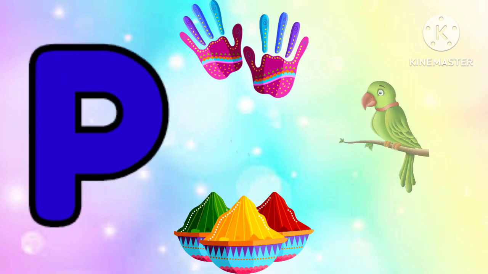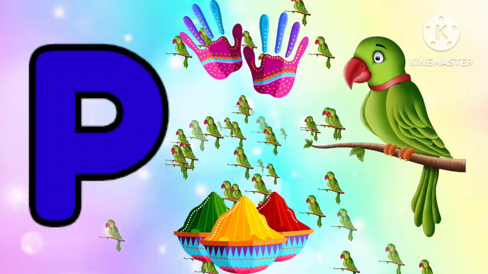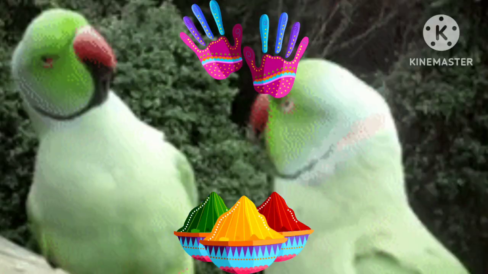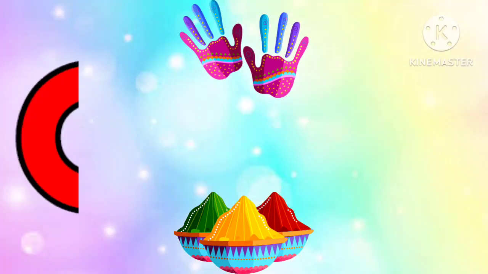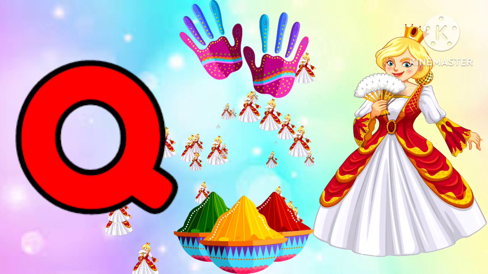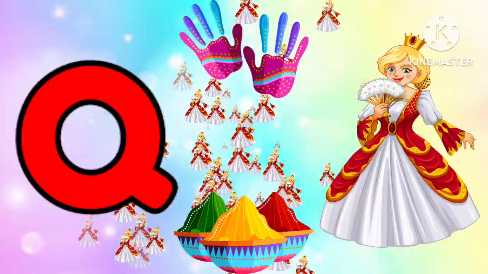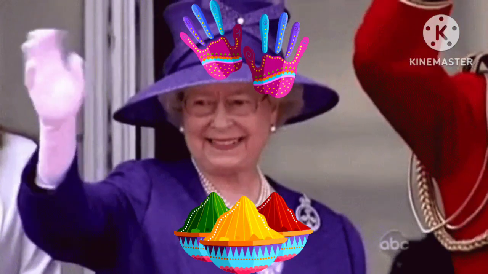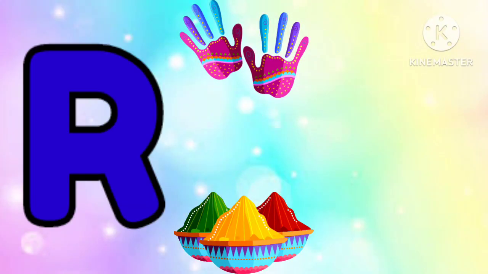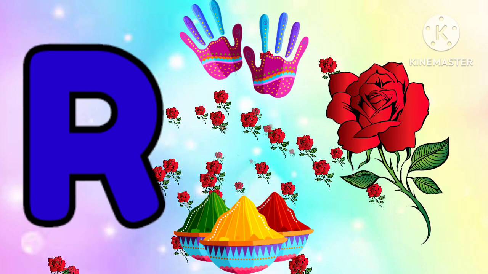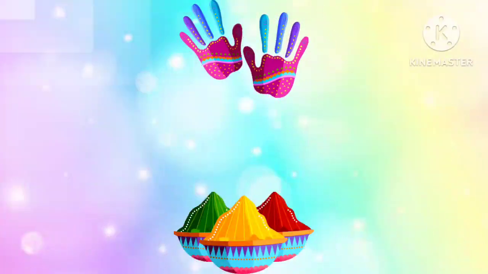P. P is for parrot. Q. Q is for queen. R. R is for rose.